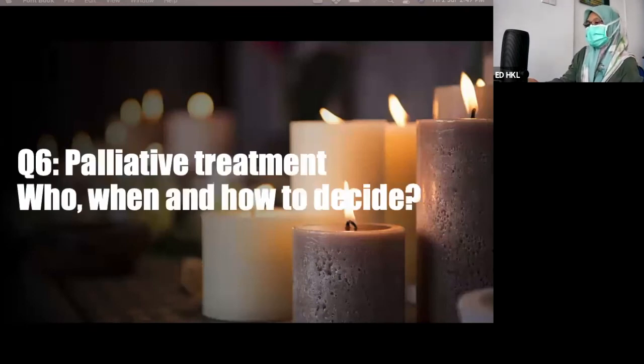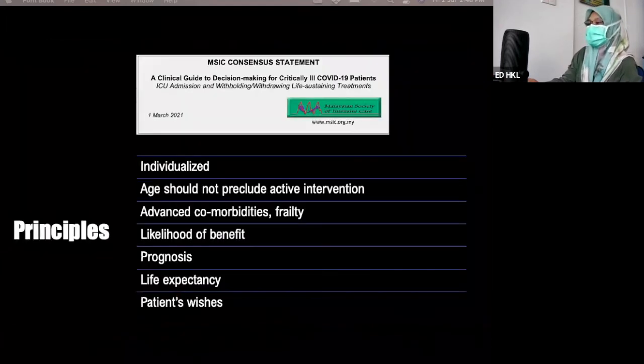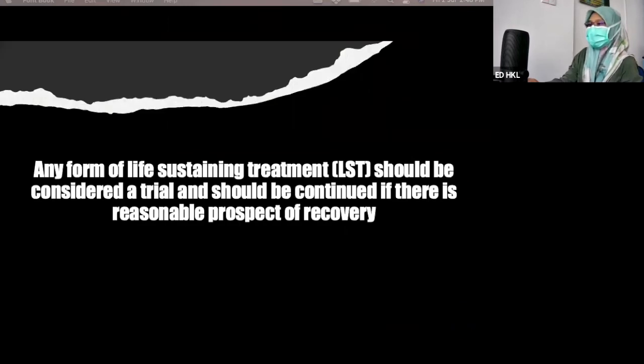Question number 6, palliative treatment. Who and when or how to decide? The principle is, okay, this is based on the MSIC consensus statement lah, March this year. Principle must be individualized lah, tak sama semua orang. Age should not be the factor. So you have to look at the comorbids, the frailty index, benefit of treatment, prognosis, life expectancy, and also the patient wishes. Okay, any form of life-sustaining treatment, including intubation, should be considered a trial.